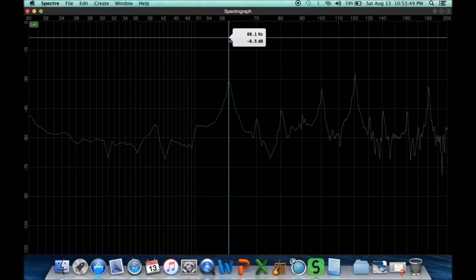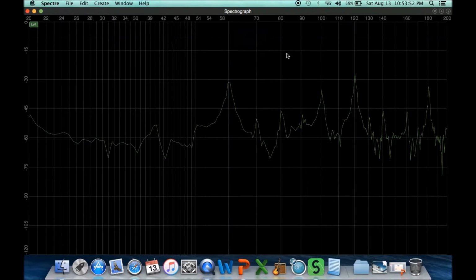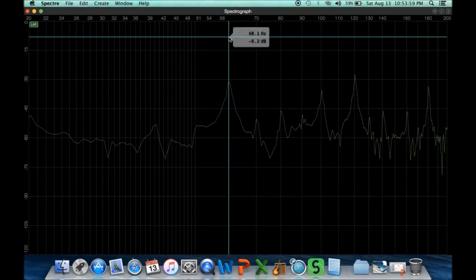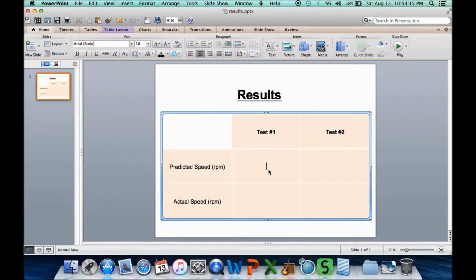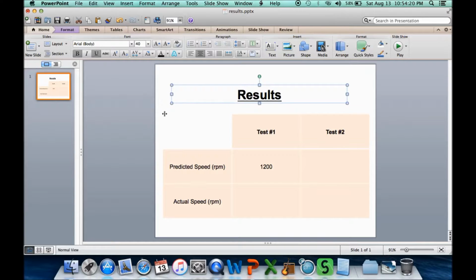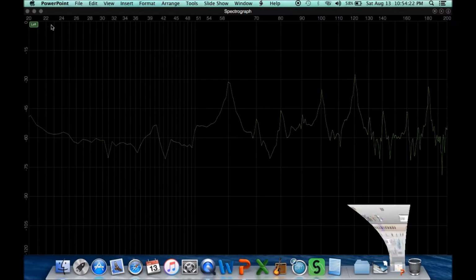What you want to have here for our experiment is the lowest tone, the one furthest to the left. That will be our fundamental, and that's what the speed of the engine should relate to. So again, I'm getting an answer of right at 60 hertz for this thing. So when I multiply 60 hertz times 20, I think this was running about 1200 RPM.